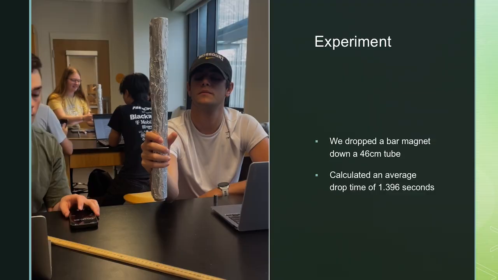This experiment involved two objects, a bar magnet and a conductive pipe. The tube was 46 centimeters in length and had an inner radius of 1.5 centimeters. In this lab, we dropped the bar magnet down the tube vertically 5 times and averaged the time it took for the bar magnet to come out of the bottom end of the tube. The average falling time was around 1.396 seconds.